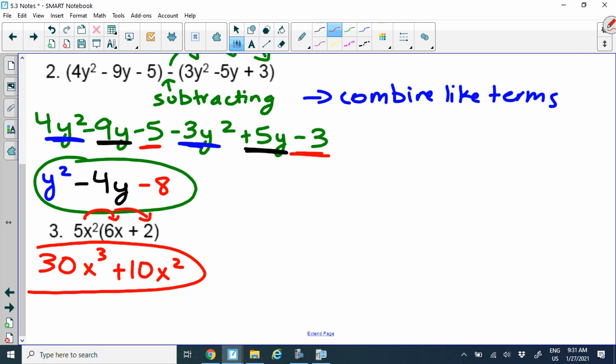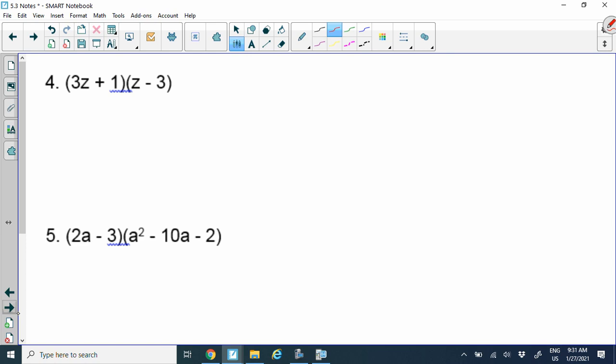Okay, let's do another multiplication. We have 3z plus 1 and z minus 3. Now remember, this means we're going to FOIL. And we know we're going to FOIL because notice there is nothing in between the two sets of parentheses. There's no addition or subtraction sign. So that's when we know we need to FOIL. So we're going to take the 3z and multiply by z and negative 3.